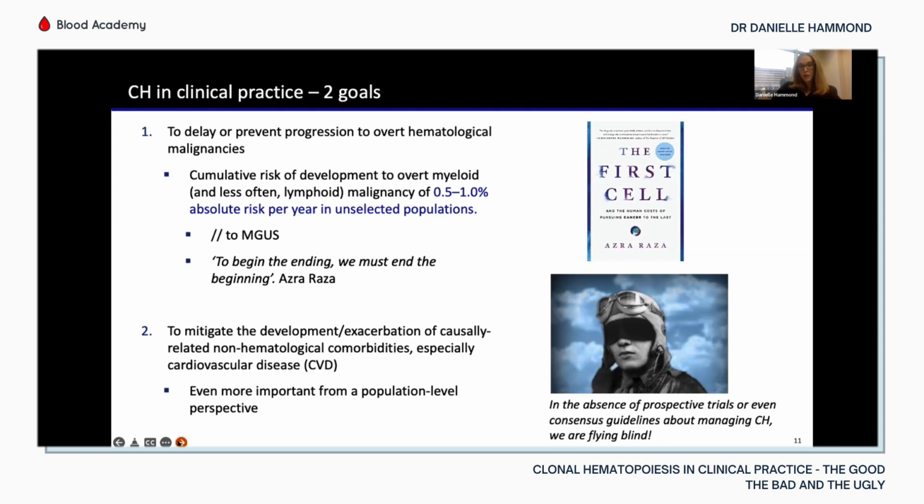The challenge, though, is that right now there's a complete absence of prospective surveillance, let alone intervention trials to sort of guide this clinical management. So at this point, we're flying blind. Hence why we should operate right now on the basis of these 4 principles.